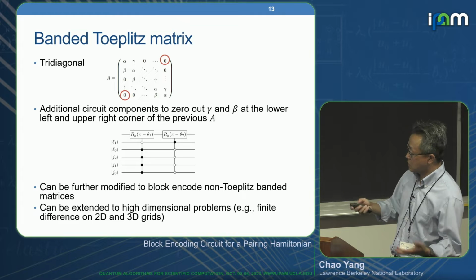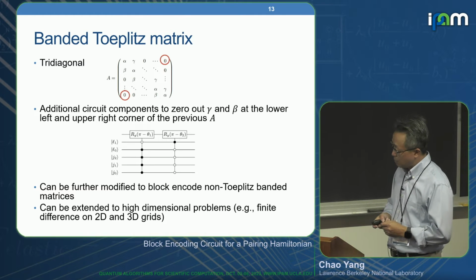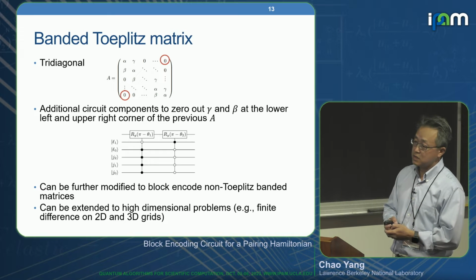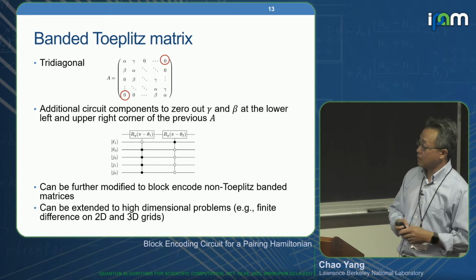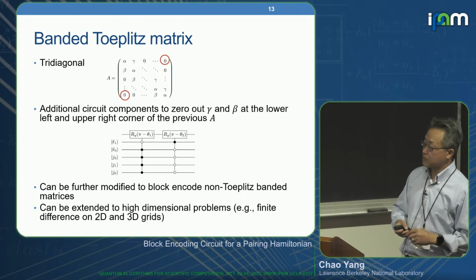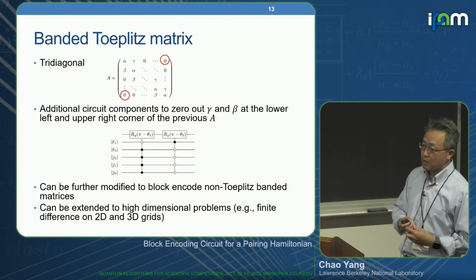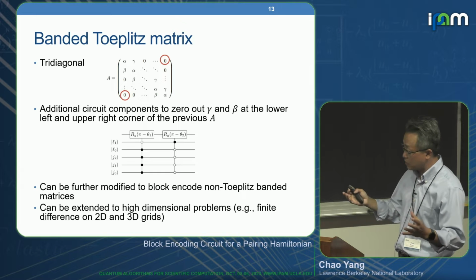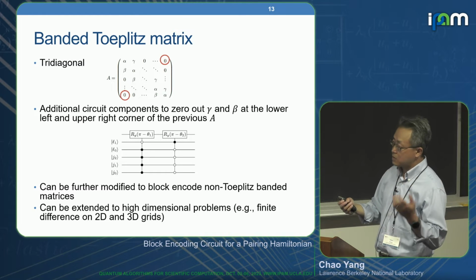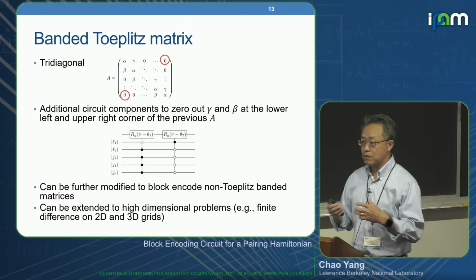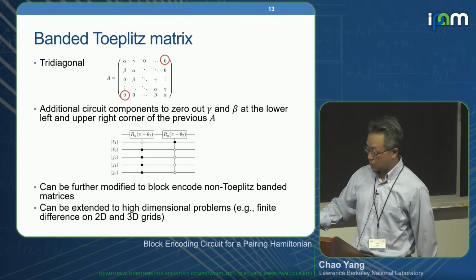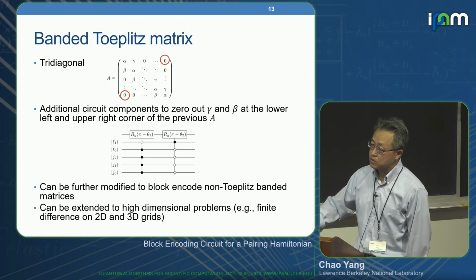And you can also extend this to a high-dimensional problem. The reason that we look at this particular problem is that it has some relevance in, for example, finite difference and finite element calculations, where you have to describe ties on a grid. If you have constant coefficient PDEs and a uniform grid, this basic strategy can be applied to encode all these discretized differential operators.